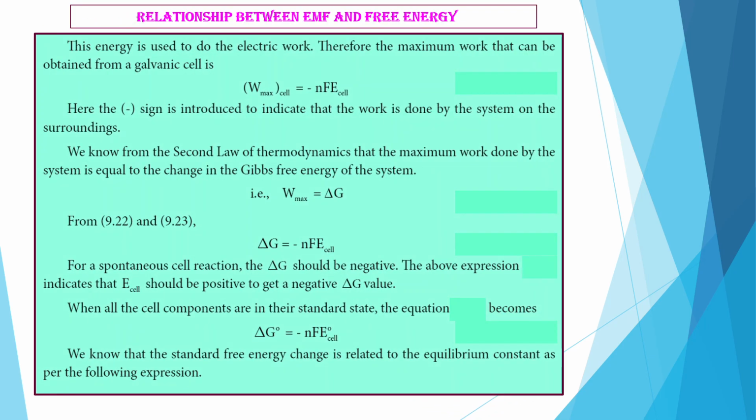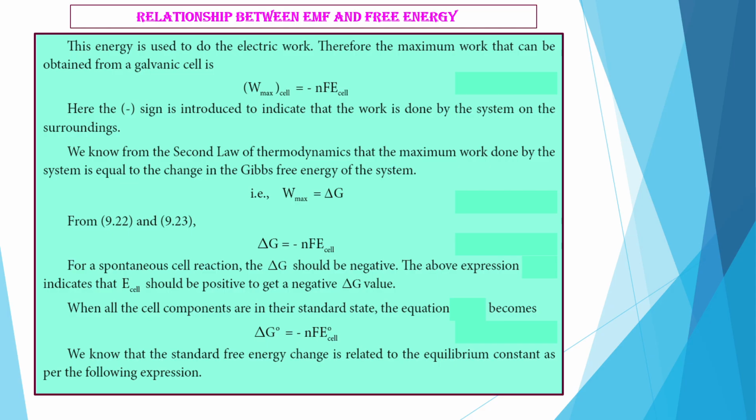So look at this. This is a picture in which we will get an idea about how electrical energy and chemical energy are related with each other. So as I said, energy is used to do the electrical work, therefore the maximum work that can be obtained from a galvanic cell is minus nFE. So this is nothing but the delta G. So that's why I could say that delta G is equal to minus nFE.